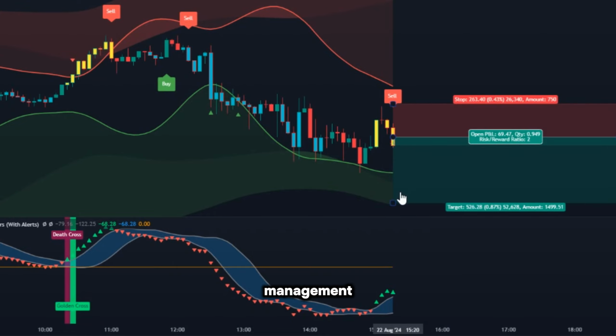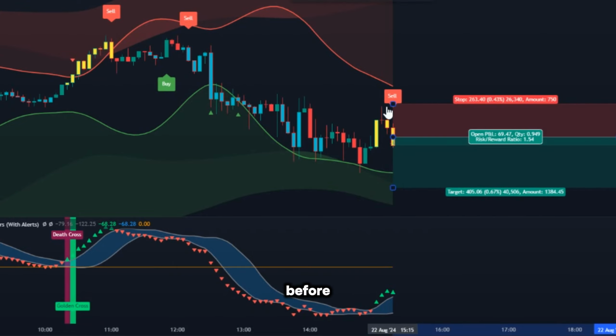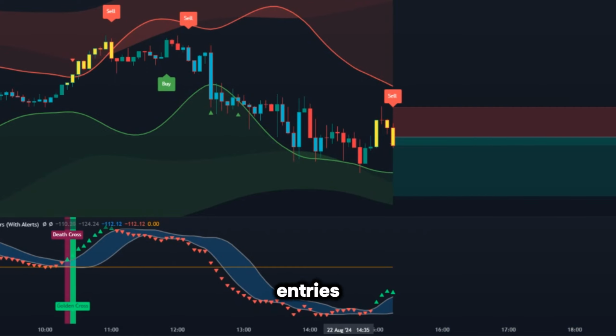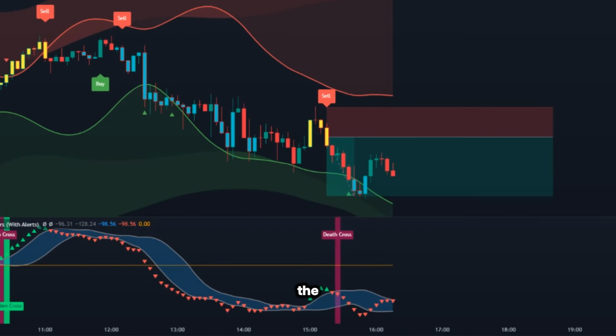Trade management, stop loss. As before, set it at the previous day's high to safeguard your capital. Take profit: continue targeting a 1-to-2 risk-to-reward ratio. This strategy emphasizes quick entries and exits. Always manage your risk and adhere to the plan.